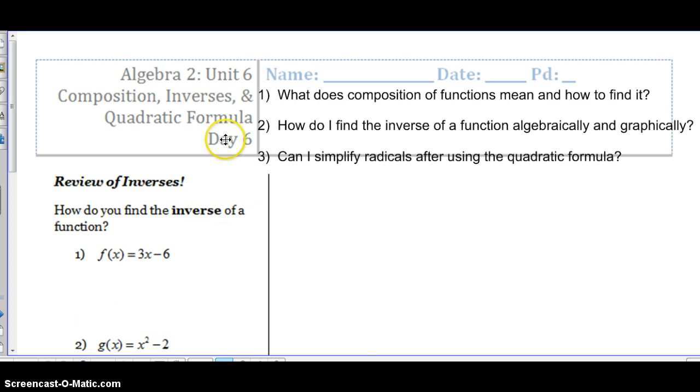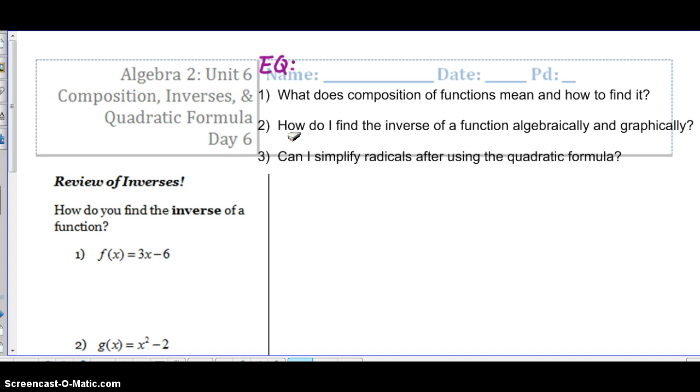I did write in here on the top of your notes the 3 essential questions for these notes, and they're by page. So for page 1, this is our essential question: what does composition of functions mean and how to find it? Page 2 is how do I find the inverse of a function algebraically and graphically? And then page 3, our essential question is, can I simplify radicals after using the quadratic formula?